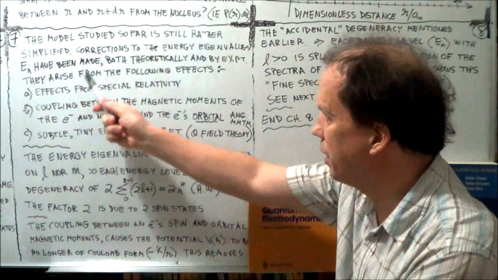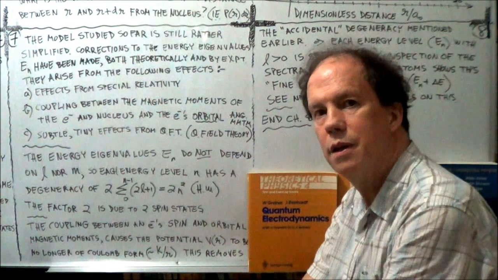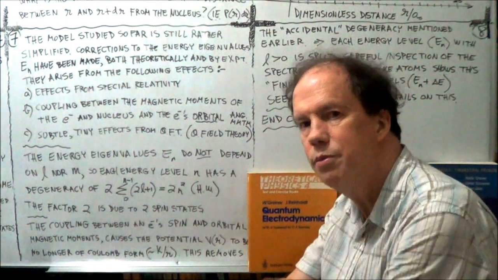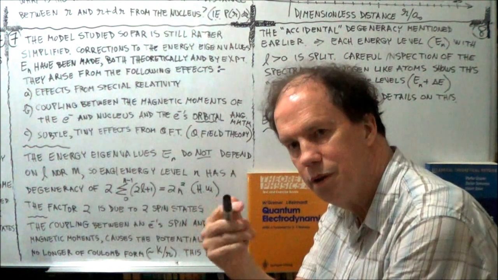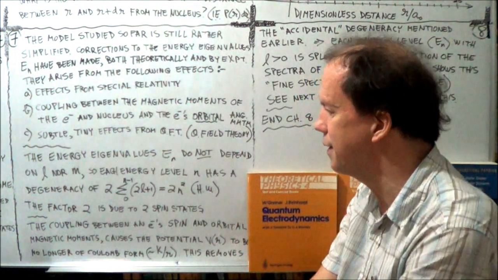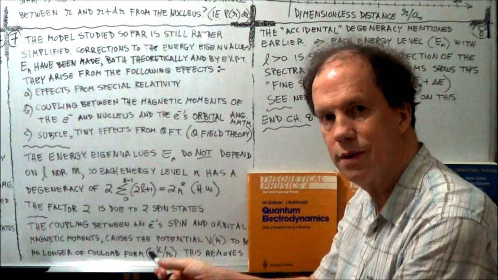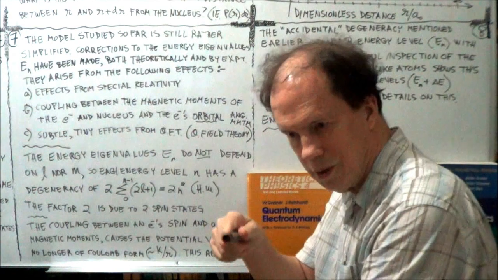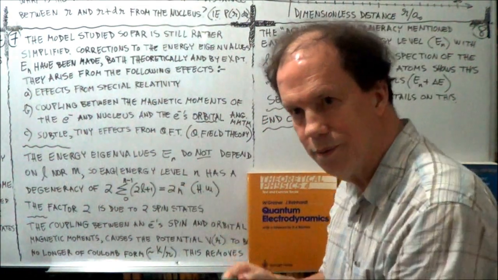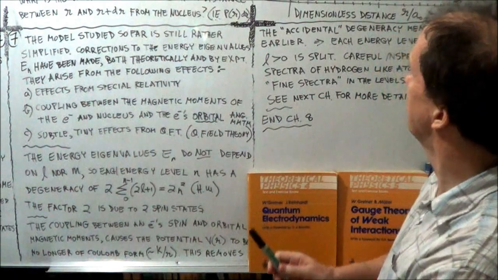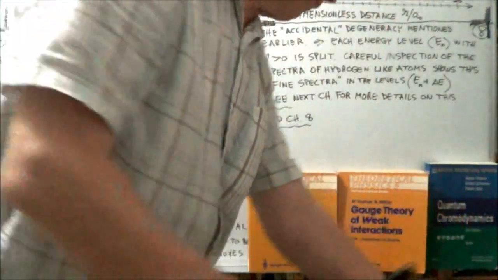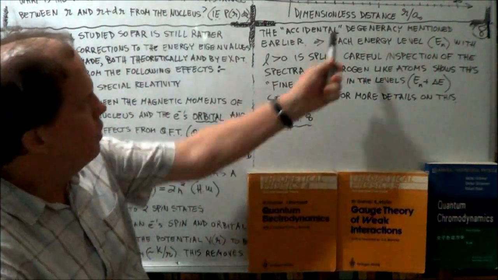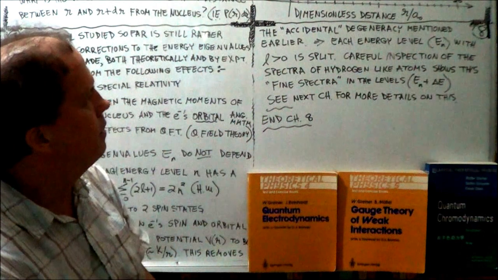Well, when you start bringing this stuff in, then your potential is no longer Coulomb. So when you move outside the Coulomb realm, the degeneracy disappears, and then the energy will depend on the angles, theta and phi, and so forth. So this degeneracy will then disappear.